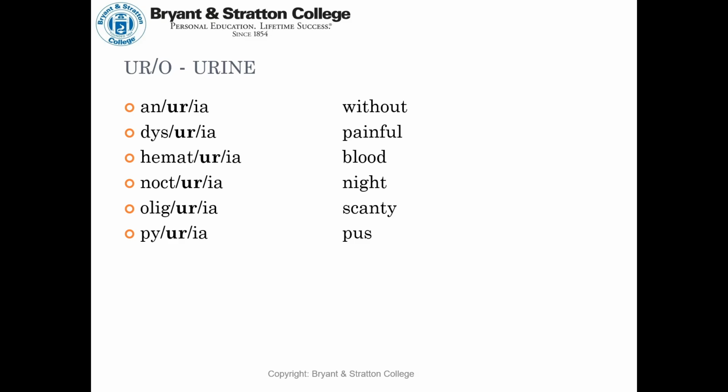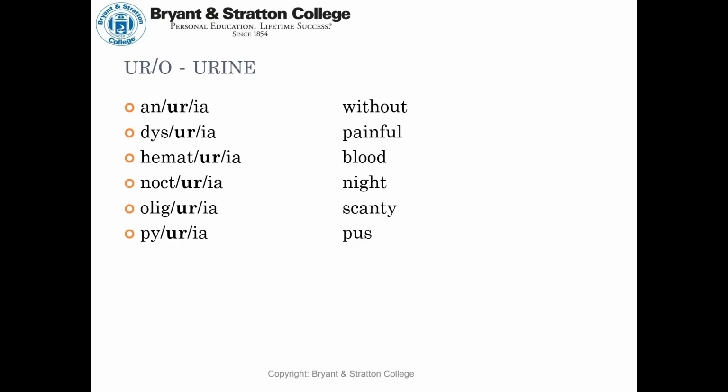So, looking at these terms, these are conditions referring to urine, and each of these prefixes is specifically modifying it. Anuria is without urine. Dysuria is, in our case, we'll use dys as painful. Hematuria is just blood in the urine. Nocturia is a good one because it specifically implies excess urination at night.